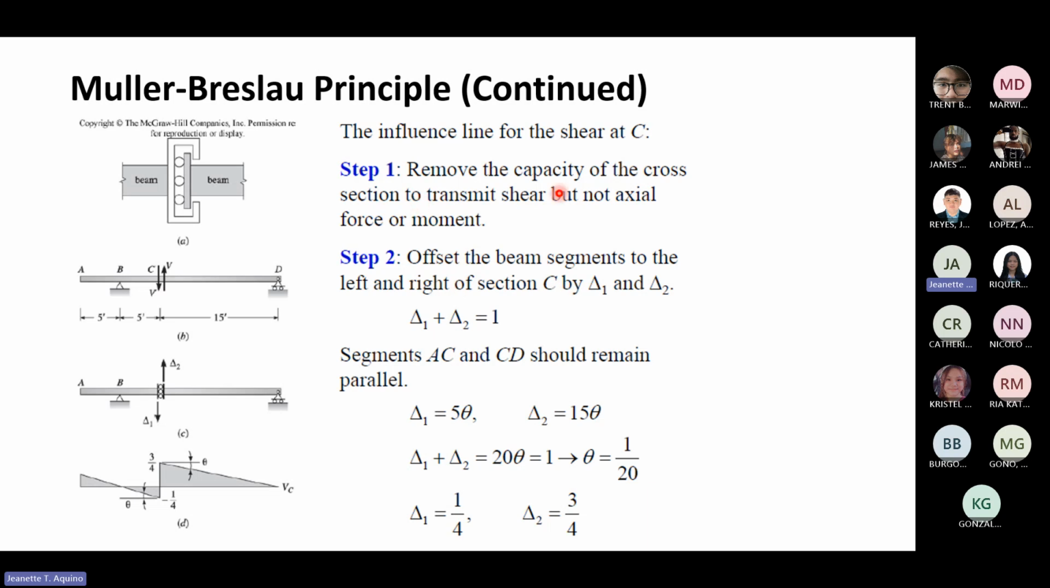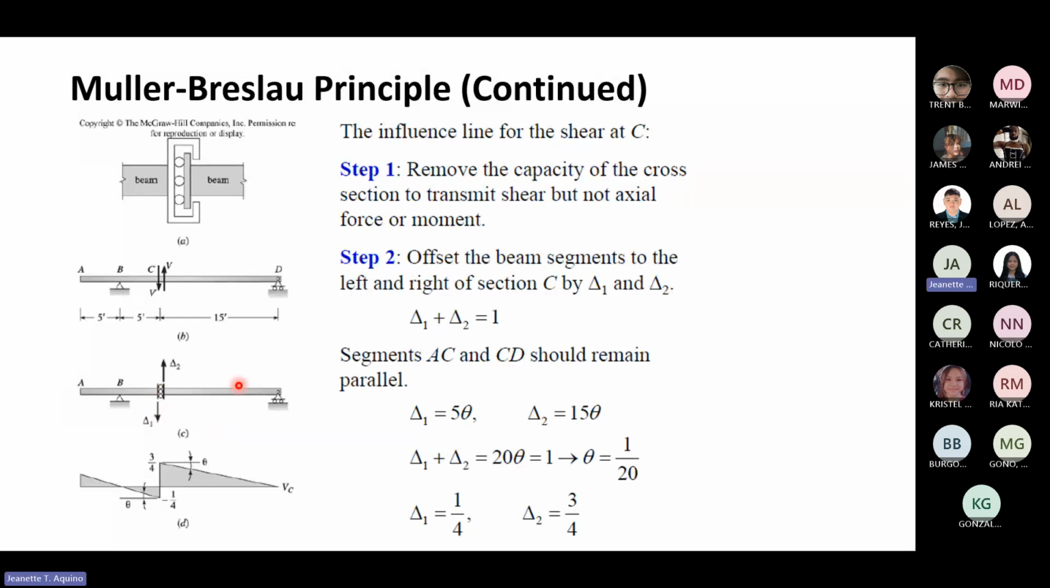So remove the capacity of the cross section to transmit shear, but not the actual force or moment. So it's only shear. Offset the beam segments to the left and right of the section C by delta 1 and delta 2. So delta 1 plus delta 2 equals 1. So segments AC and CD should remain parallel.